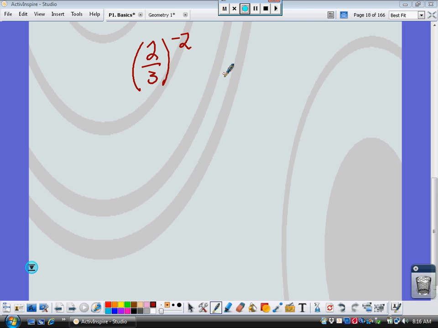Next up, what do you do if you have a fraction raised to a negative exponent? 2/3 being raised to a negative 2. Okay, first way is a long way. You can write it out if you want to, but I wouldn't. I'd wait for the shortcut.